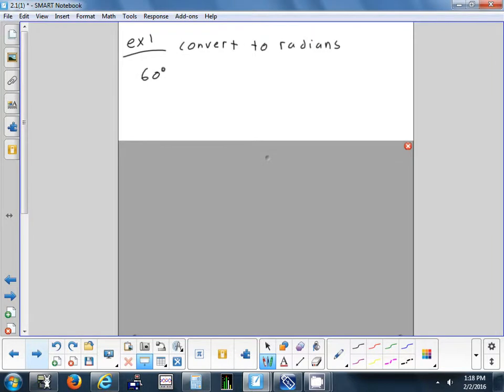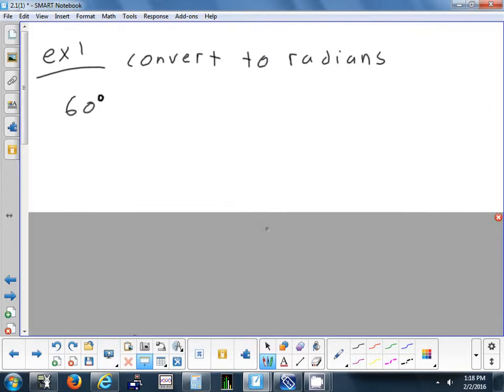All right, so let's try converting 60 degrees to radians. Now, anytime you're converting between degrees and radians, you always have 2 choices. It's either pi over 180 or 180 over pi. Okay, you can look back at your notes and read the steps. Okay, or let me give you a way you can think about it without having to memorize anything.